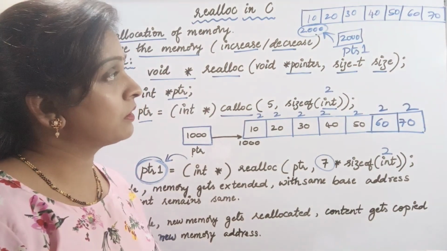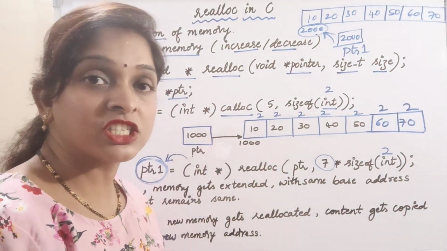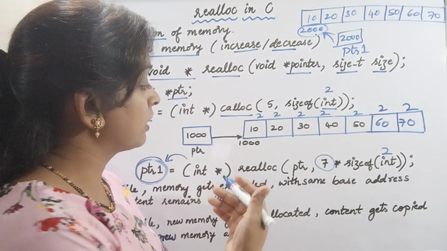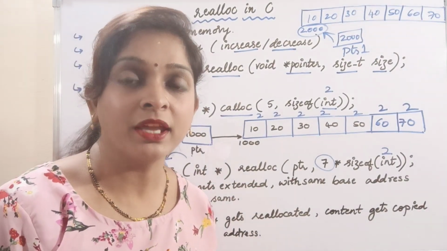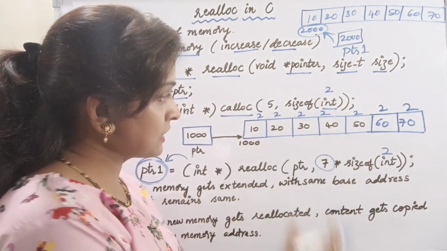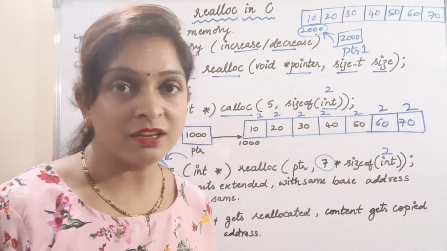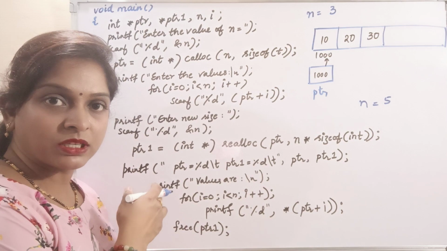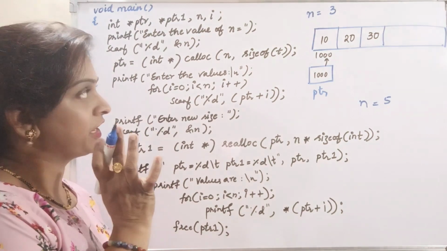And sometimes there may be some scenario in which realloc may not be able to allocate the memory. In such a case, it may return null also. So let us understand all these things with an example program. Here we have the complete program to understand this realloc.